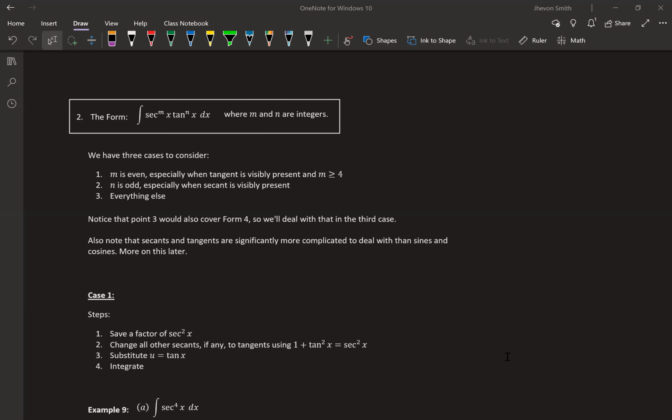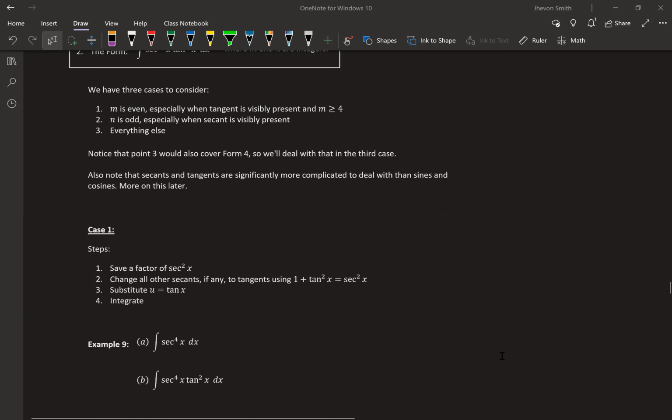Sometimes you're going to see something in a very straightforward manner, sometimes not. They can get quite complicated, as we shall see by going through some examples. But let's go through the first two cases. These are some cases that we actually know how to deal with relatively well.